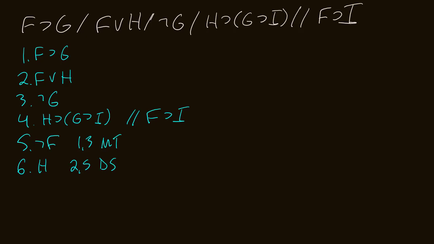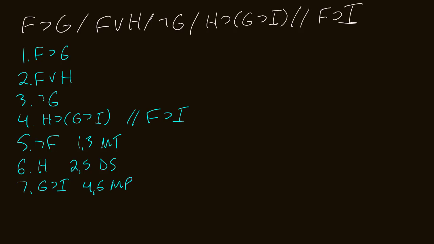disjunctive syllogism. Okay, I got H by myself. Well, now from 4 and 6, and modus ponens, I see that I could get G then I. So that comes from, where did it come from? It came from 4, 6 modus ponens.